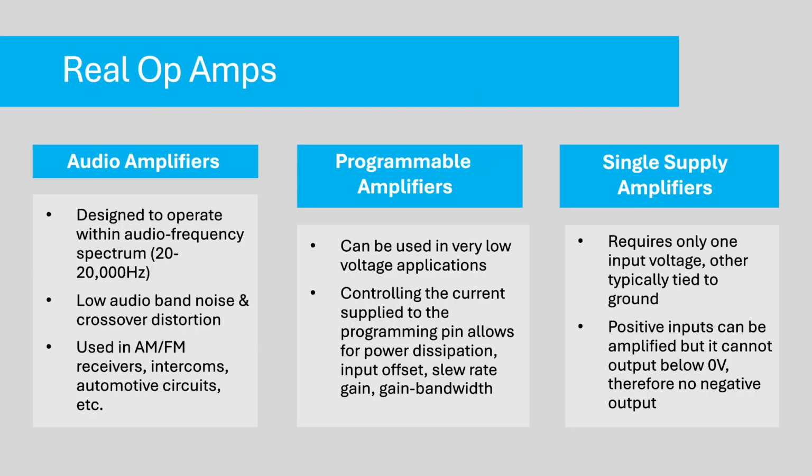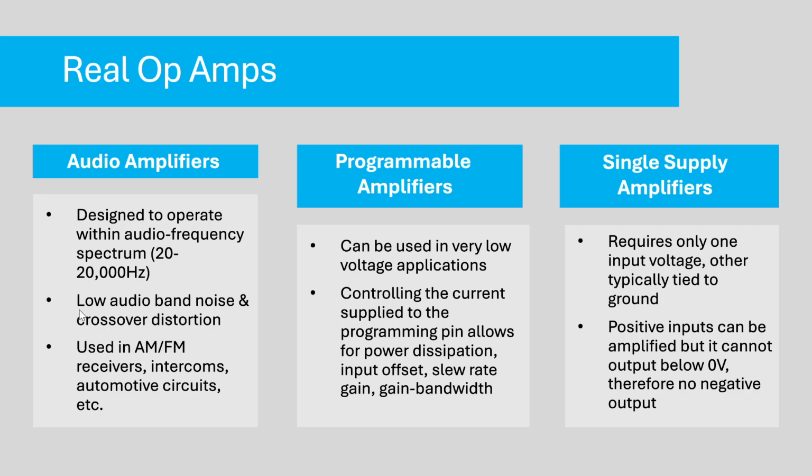I now want to talk about some real life amplifiers that we see. One of the most common, I think, is the audio amplifier. This is what we see pretty much everywhere: microphones, speakers, all sorts of things. These are designed to operate within the audio frequency spectrum, which is 20 to 20,000 hertz, which makes sense. These are specifically for audio applications, and so they work from a very high frequency to a very low one.